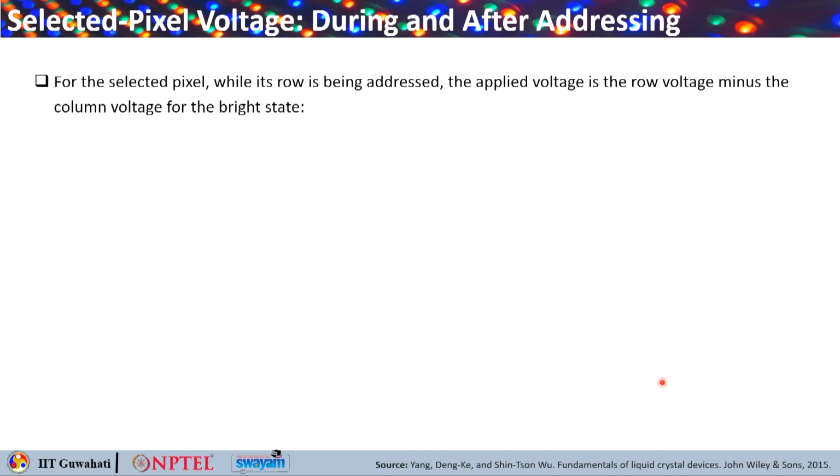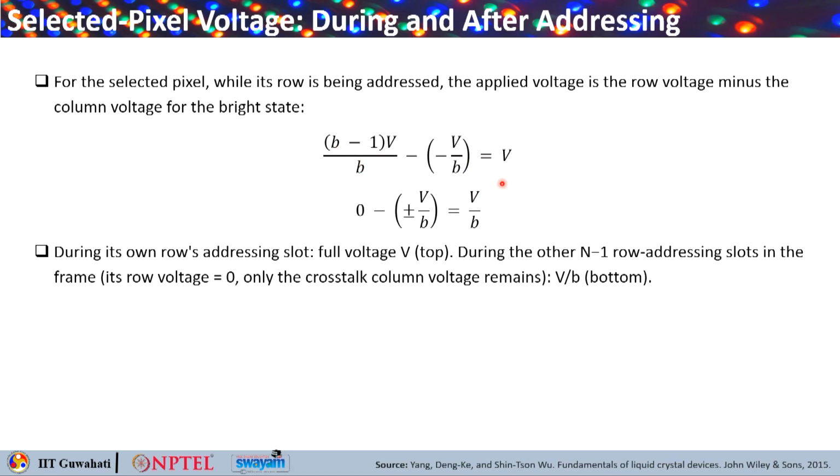So for the selected pixel, while its row is being addressed, the applied voltage is the row voltage minus the column voltage for the bright state. That means you have (b minus 1) times V over b minus the column voltage, that is minus V by b. So this gives you V. This is the applied voltage V, which is nothing but the row voltage minus the column voltage, right? So if you simplify this, you will get something like this.